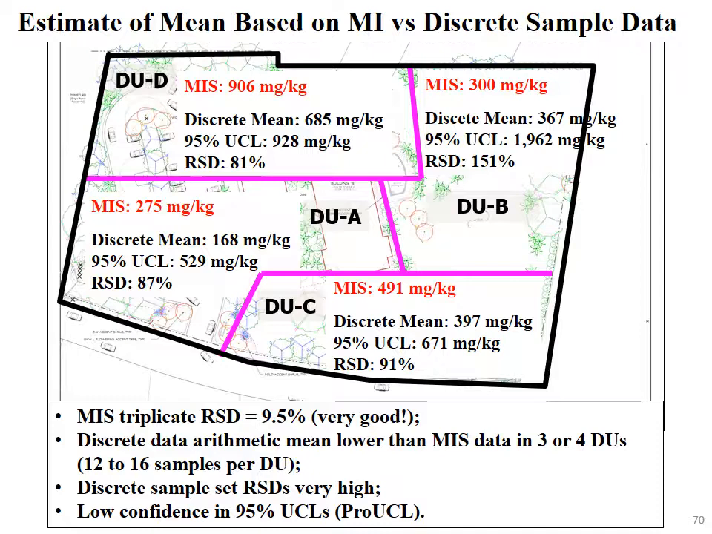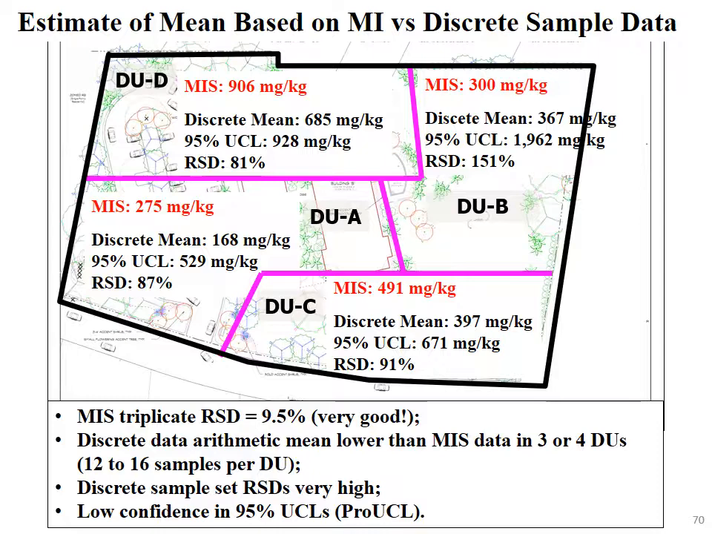You might think it's conservative, but if you're having to pay for the cleanup here and your screening level is 200 ppm, you probably think otherwise. Same thing for DUC, the UCL far higher than the MI concentration, RSD 91%. Then look at DUB, where the mean concentration of arsenic based on the discrete samples here, I think the 12, 16 samples, 367 ppm, actually higher than the MI sample. And that'll happen every now and then.